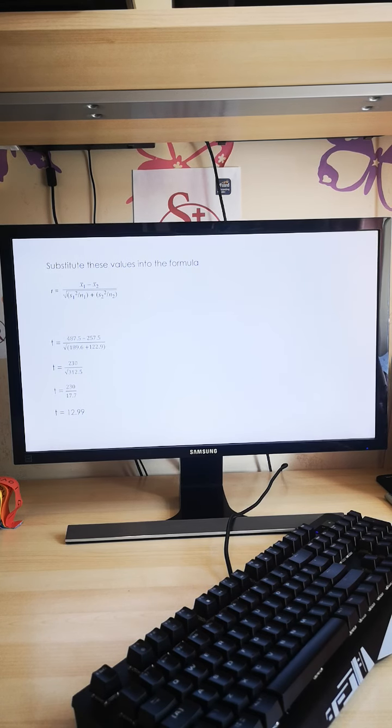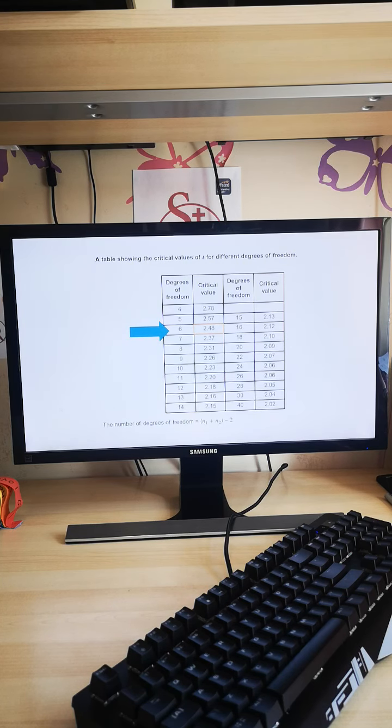So this is our calculated statistical t-value. We need to compare that to the critical value. Because there were 4 repeats for each bacteria, that was 4 in sample 1, 4 in sample 2, add them together gives me 8, take 2 away, and I'm looking at degrees of freedom 6. So this is my critical value.